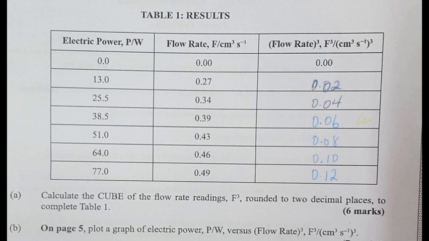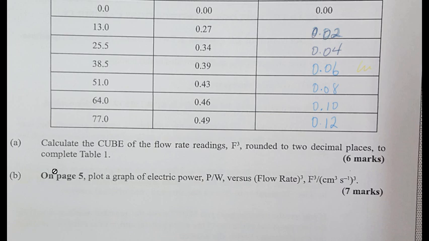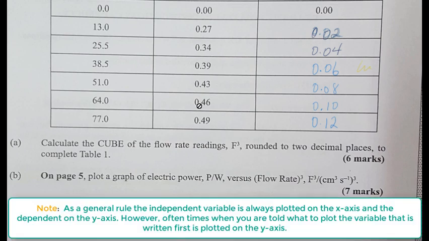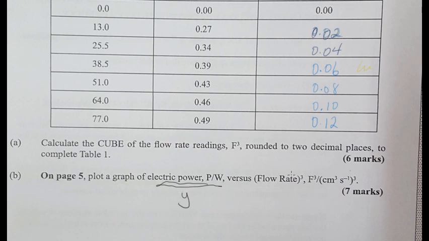So on part B, we're going to plot a graph of electric power versus flow rate. And since we're plotting electric power versus flow rate, electric power will be placed on the y-axis and flow rate will be on the x-axis. So let's go over to our graph.